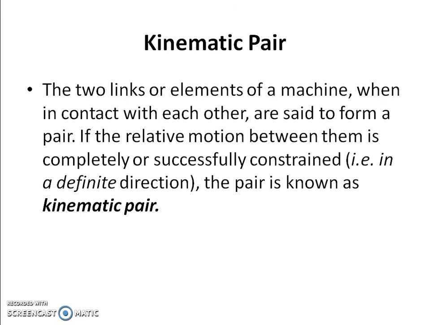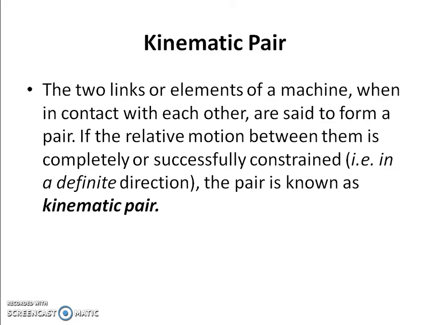The next one is kinematic pair. When two links or elements of a machine are in contact with each other, they are said to form a pair. If the relative motion between them is completely or successfully constrained, that is in a definite direction, the pair is known as a kinematic pair.